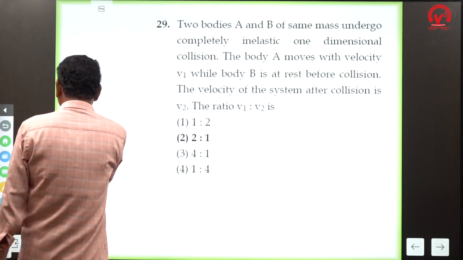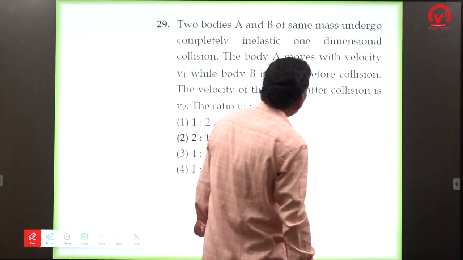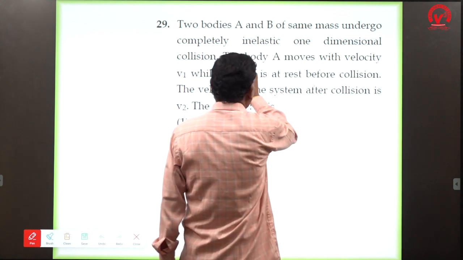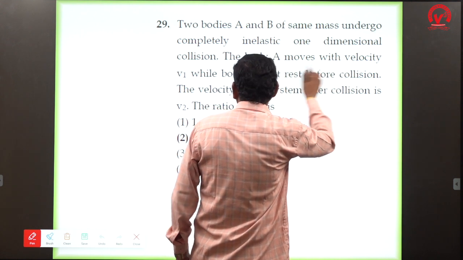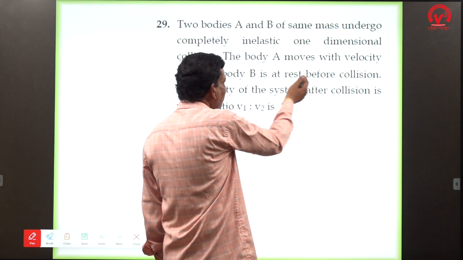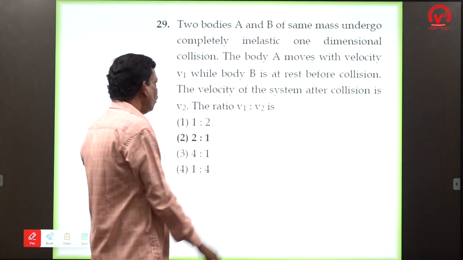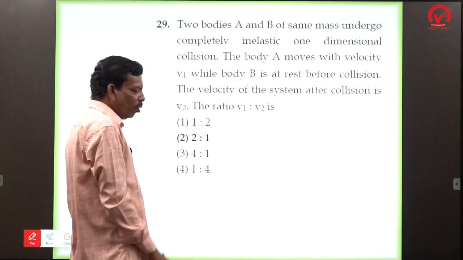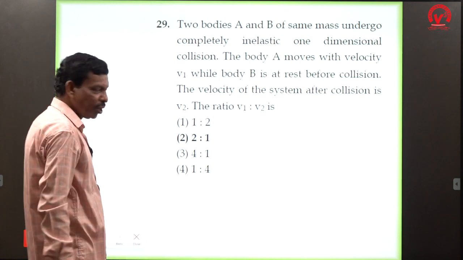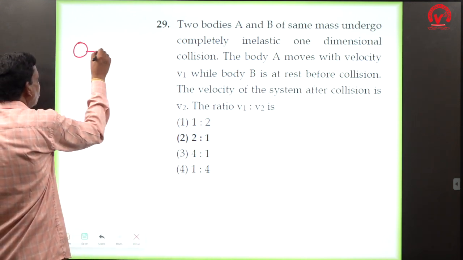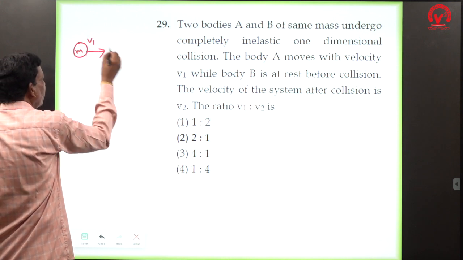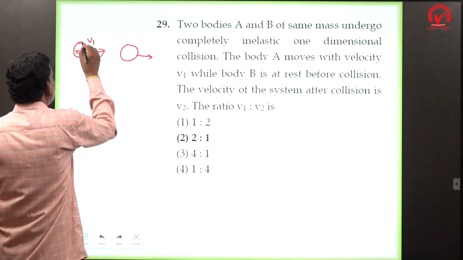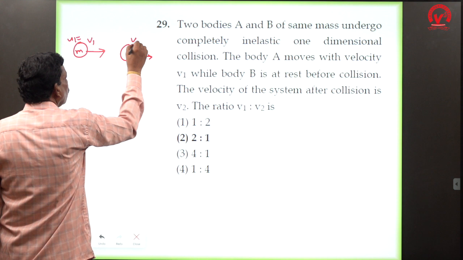What is next? Two bodies A and B of the same mass undergo a completely inelastic one-dimensional collision. The body A moves with velocity v1 while body B is at rest before the collision. The velocity of the system after collision is v2; find the ratio. So here they have given an inelastic collision. A body is moving with the same mass, velocity v1. Another body has velocity 0. So u1 is equal to v1, u2 is equal to 0.